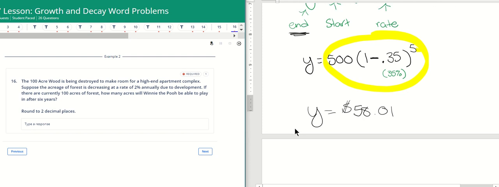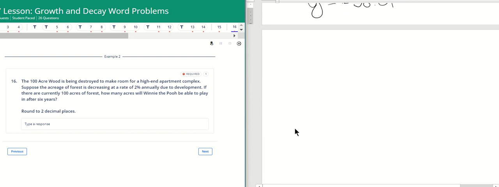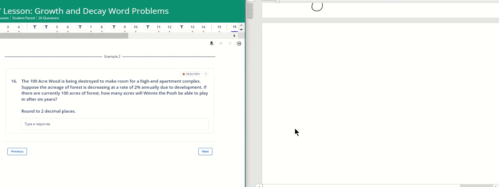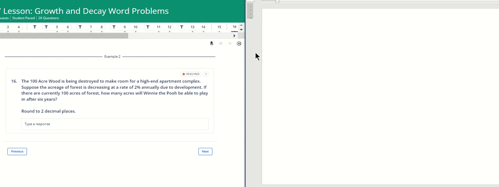So this one's a little bit sad. The 100-acre wood is being destroyed to make room for a high-end apartment complex. Suppose the acreage of forest is decreasing at a rate of 2% annually. So we got another decay problem. If there's currently 100 acres of forest, how many acres will Winnie the Pooh be able to play in after 6 years? So we're going to use our formula.